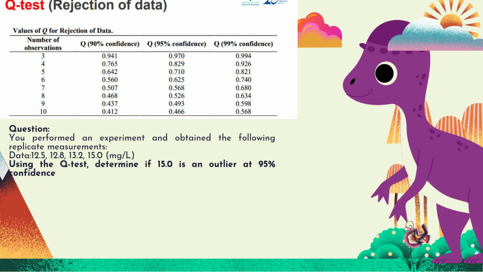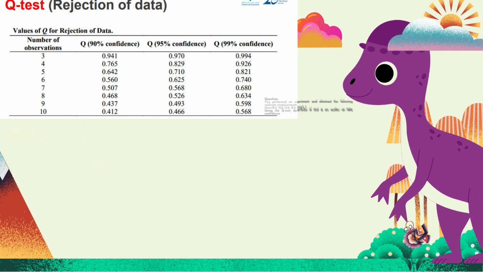The question said, you performed an experiment and obtained the following replicate measurements. Data: 12.5, 12.8, 13.2, 15.0 mg/L. Using the Q-test, determine if 15.0 is an outlier at 95% confidence. You may pause the video for a moment to answer the question.